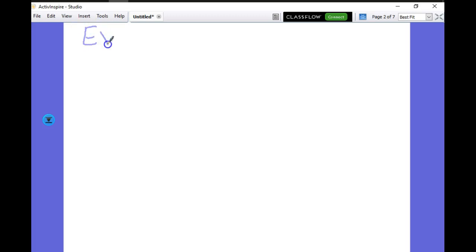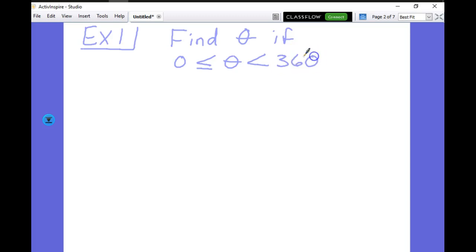So here's our instructions. I'll explain why they are written that way in a moment. But here's our first example. So I'll wait for you guys to finish writing.